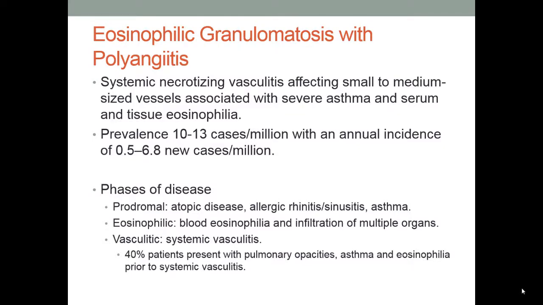So let's talk about Churg-Strauss for a minute here. It's a systemic necrotizing vasculitis. Affects small to medium vessels associated with severe asthma, serum and tissue eosinophilia. It's about 10 to 13 cases per million with an incidence of less than 1 to about 7 cases.